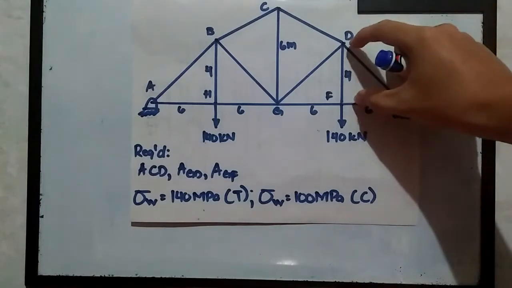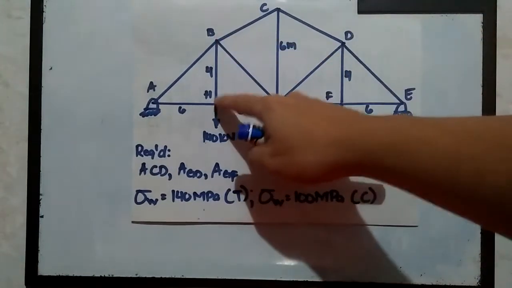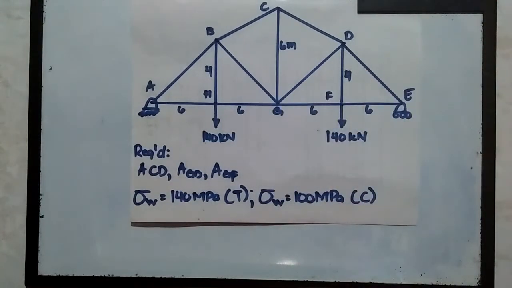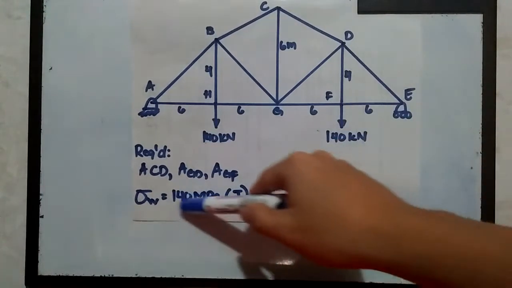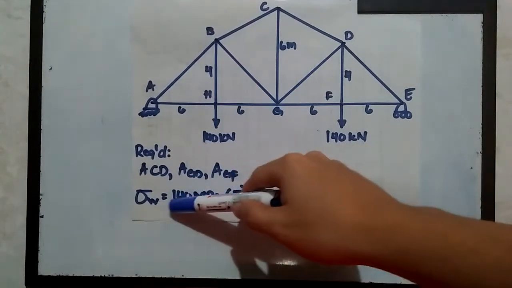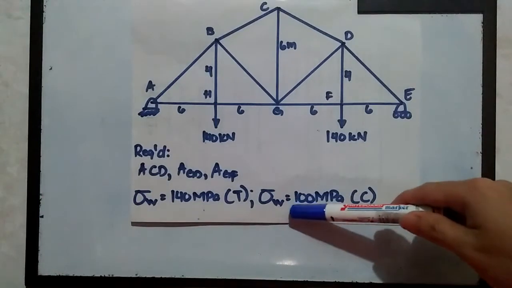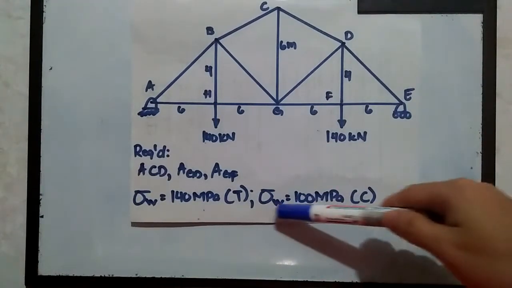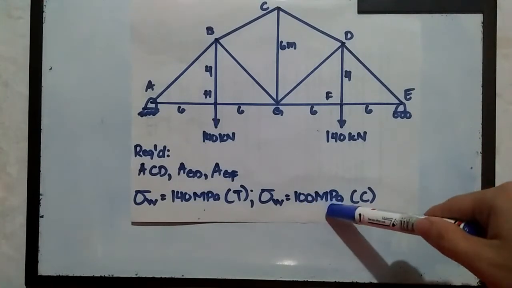And the height for members D to F and B to H is equivalent to 4 meters. The problem gave us some limiting factors: for a member that is under tension, the maximum allowable stress is only about 140 megapascals. And for any members that are in compression, we have an allowable stress equivalent to 100 megapascals.